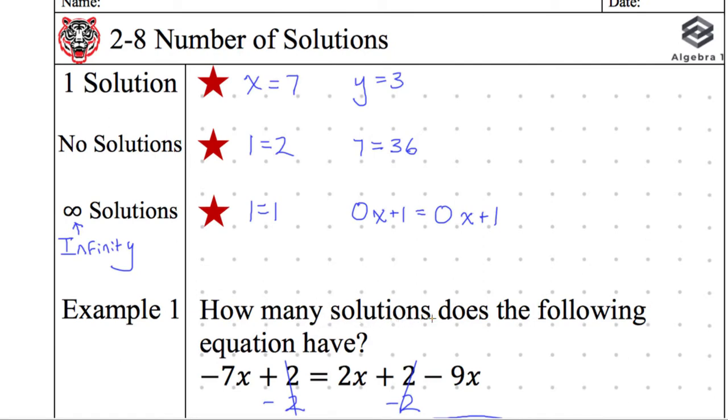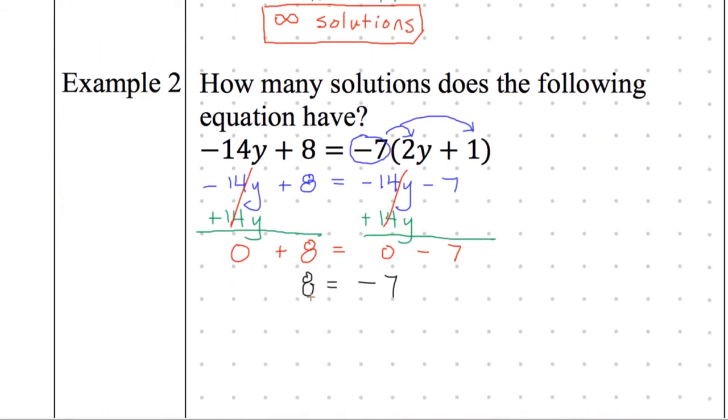The second solution. The second one? So you're saying it's no solutions? Yeah. All right, what do you guys think? Do you agree or disagree with Eder? He says it's no solutions. Thumbs up, thumbs down. Agree or disagree? And I also agree with you, Eder. Yeah, it is no solutions.